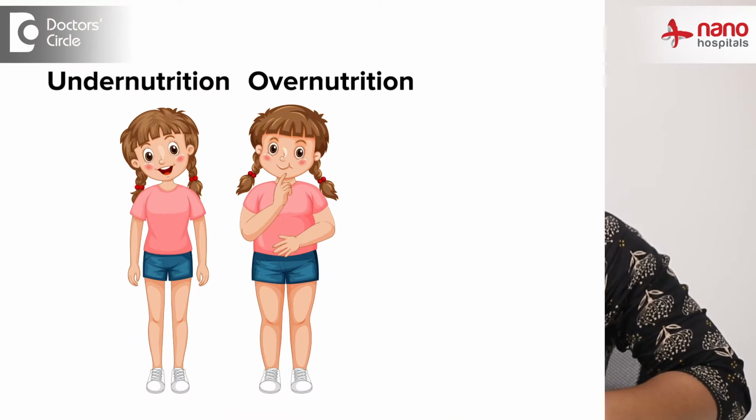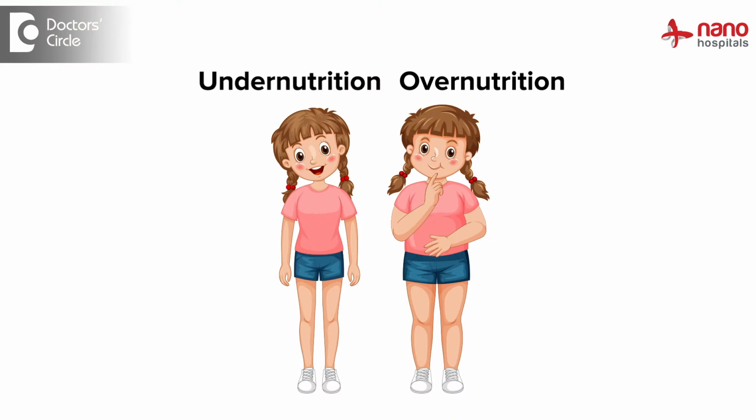Childhood obesity. When we say malnutrition, it includes both undernutrition and overnutrition. Childhood obesity prevalence has increased a lot from past few years. The numbers are worrisome, especially post-COVID. The prevalence is increasing. So, what causes your child to be obese?